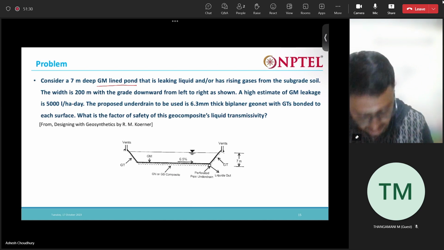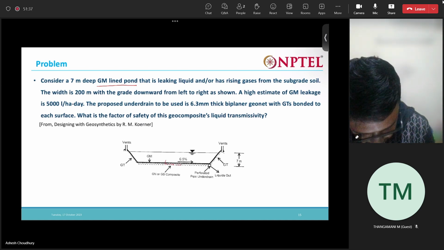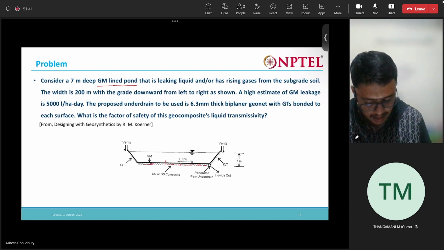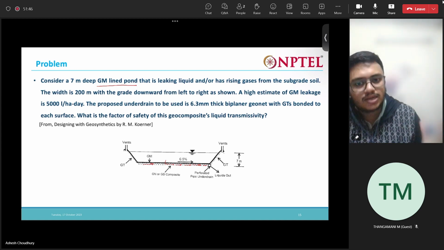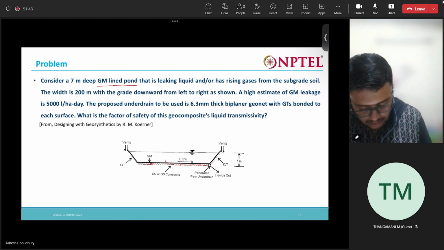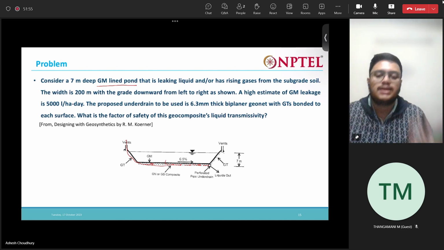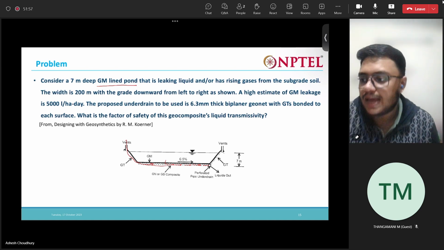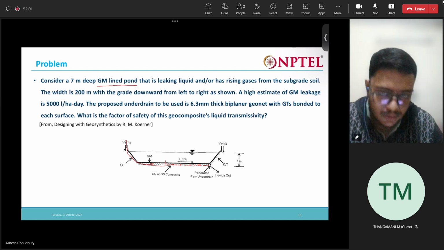Generally what happens is that any leaking liquid will flow down slope, from high slope to down slope, and it will drain like this. And what will happen to the gas? Gas is lighter than liquid, so it will try to go up. So gas will go like this, and it will vent out like this. So in a well designed liner system, the liquid and the gas travel in opposite directions.